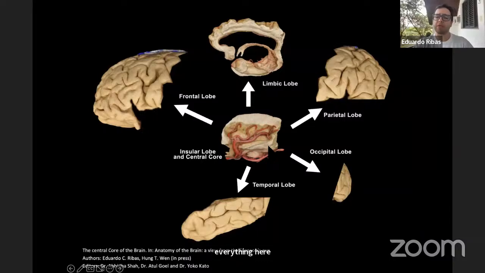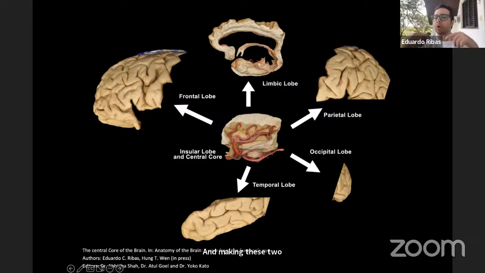We also like this view to understand how the brain is formed, putting the central core in the middle, and then orbiting the central core, we have the lobes. We have the frontal lobe anteriorly, the parietal lobe superiorly, the occipital lobe posteriorly, and the temporal lobe inferiorly. Then we have the fifth lobe of the telencephalon, the insular lobe at the lateral aspect, and making these two C's around the thalamus, we have the limbic lobe.